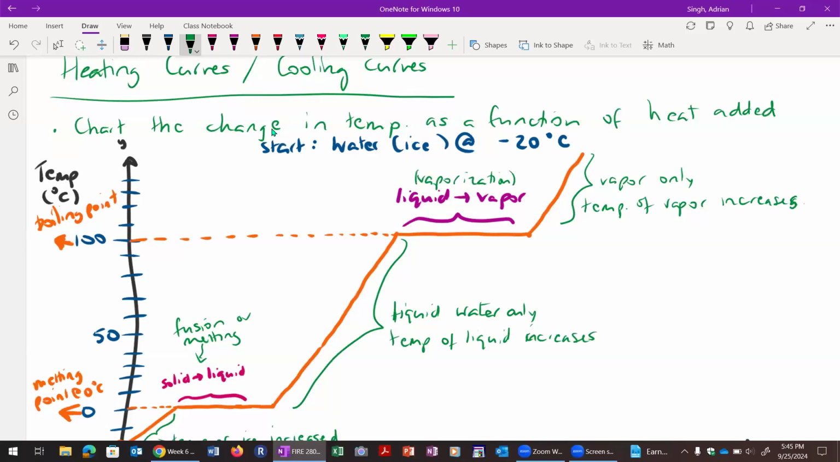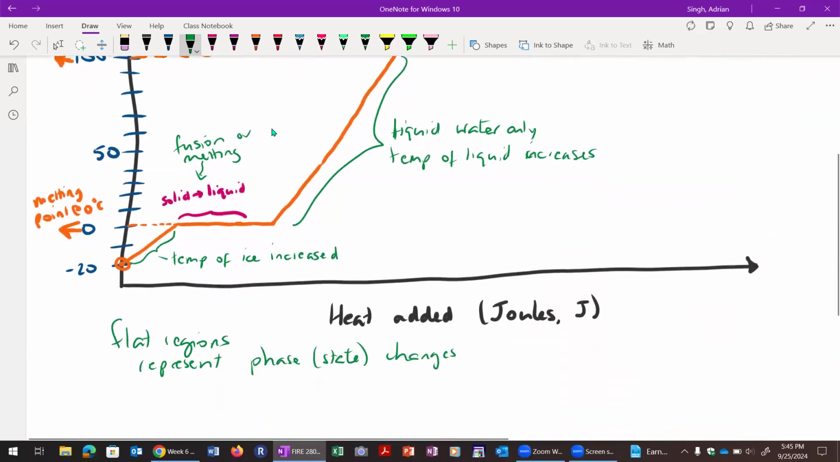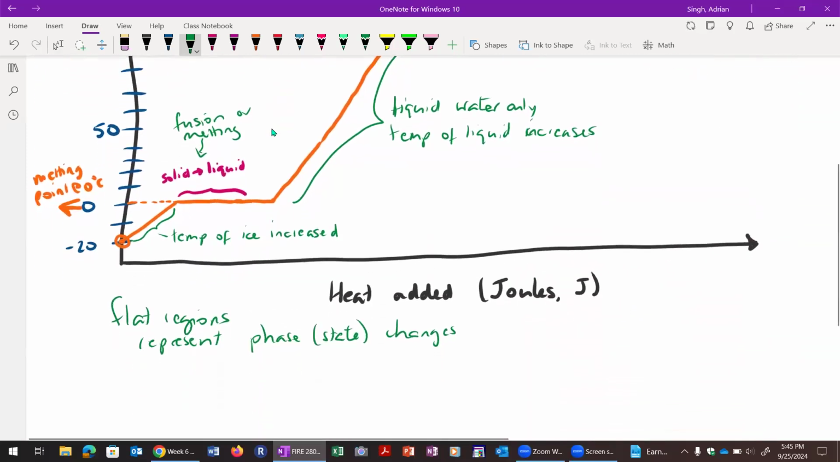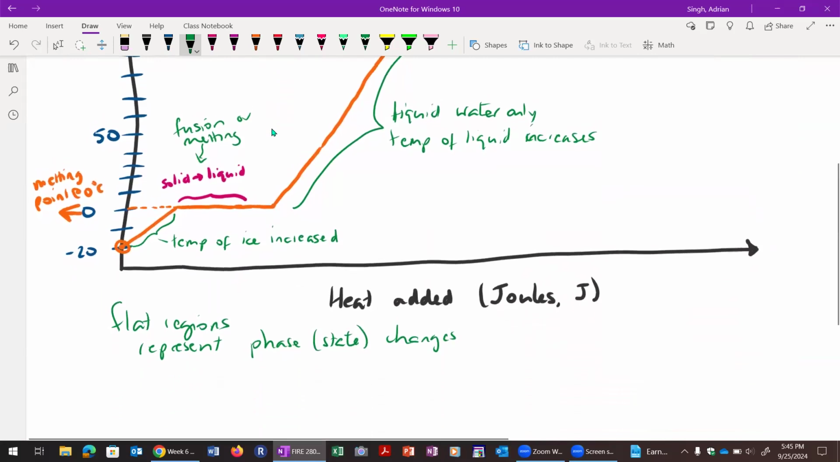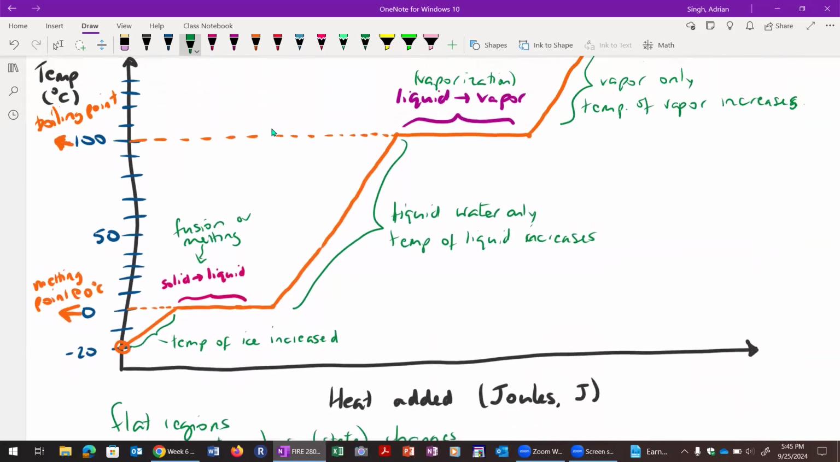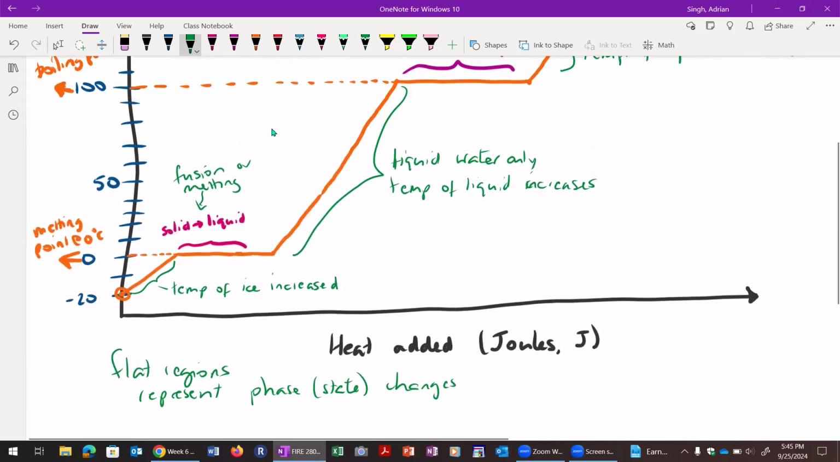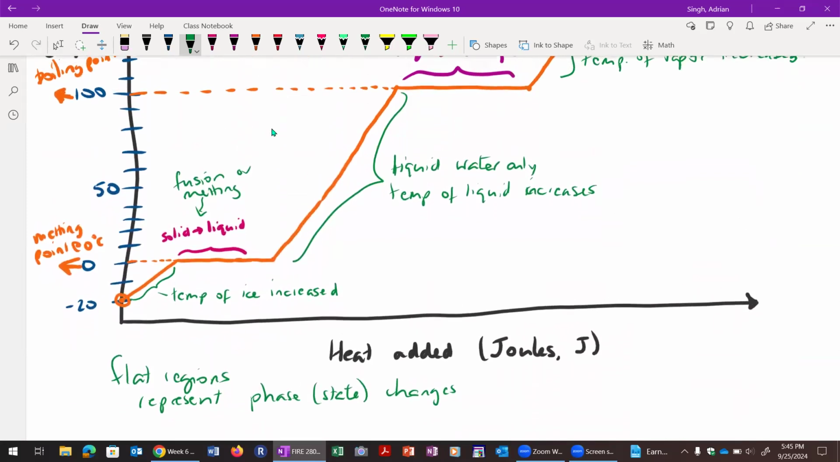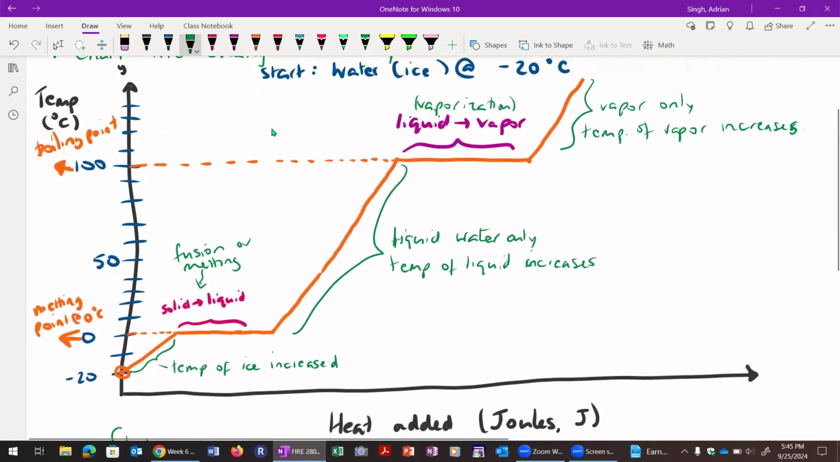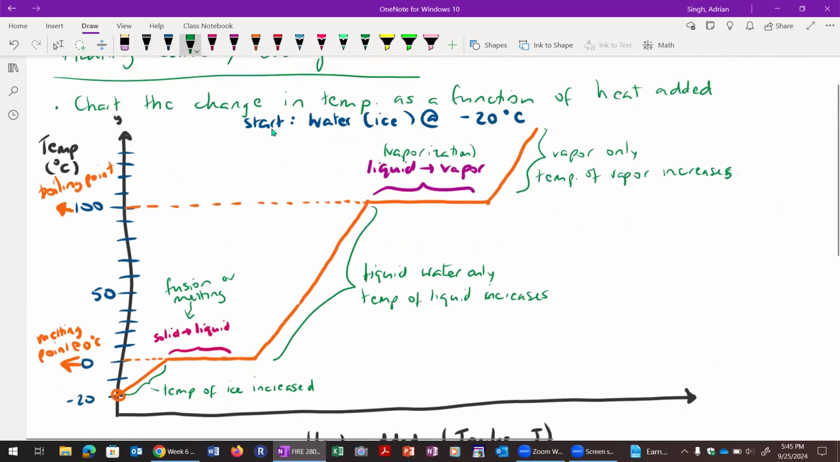Okay, and at those temperatures, at those regions, the temperature stays constant, and that's how you can recognize a phase change on a heating curve. Is that the curve, or the graph actually is flat. It's horizontal. There's a plateau that represents one phase changing into another. So this is a heating curve for water.